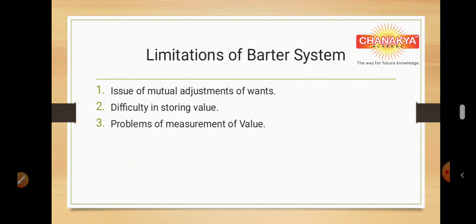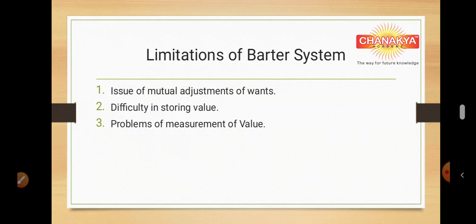Or say, for example, how to measure that the monetary value of one pair of shoes will be equal to how many kgs of wheat. Yes, this is the problem of measurement of value. That is, when there was the introduction of division of labor, specialization in the industries, the issue of measuring the values emerged. That is, how to measure that the values that are exchanged are of equal amount.